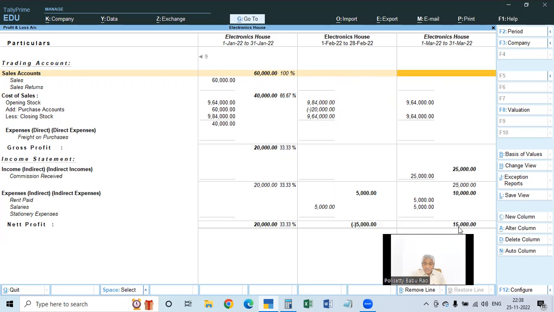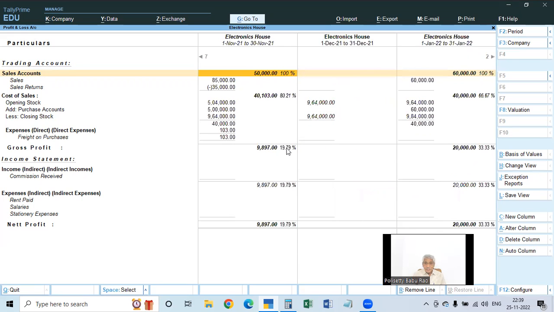This is for this month, like this. If you take the total, that will be our balance. Okay, like this you can compare, so you can know how much you are getting. 33% here, and here only 19%. So from November to January the profit increased, gross profit from 19.79 to 33%. Similarly, net profit also from 19.79 to 33.33. So it increased. So business is progressing.